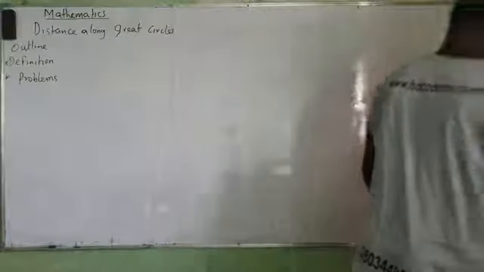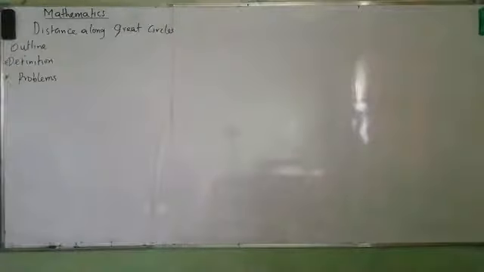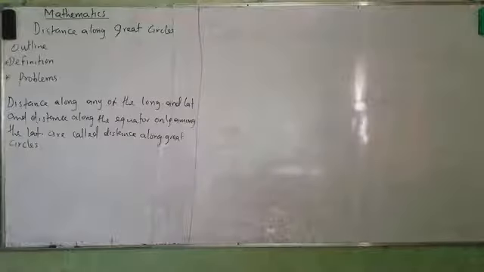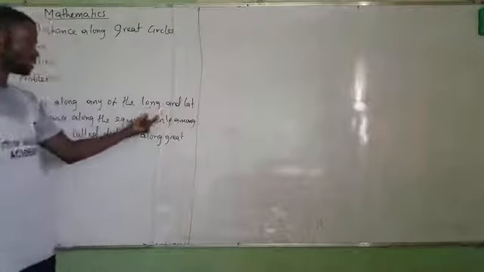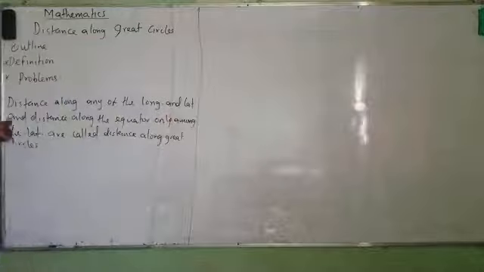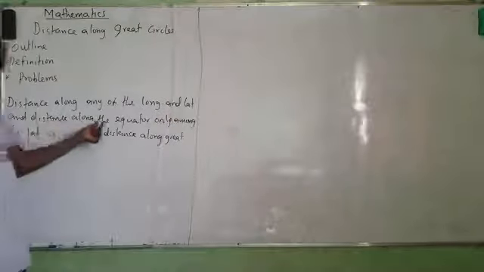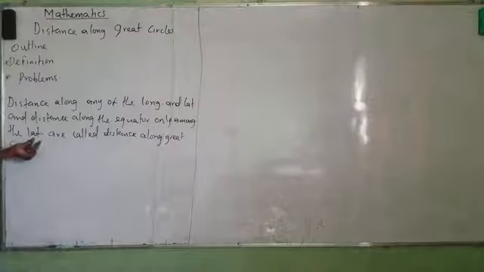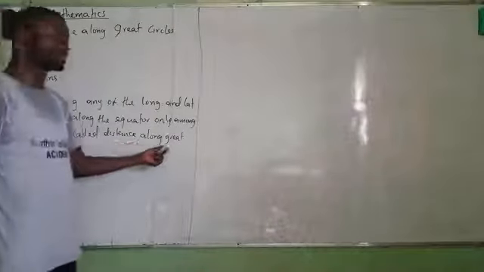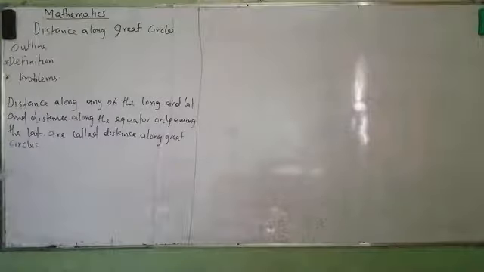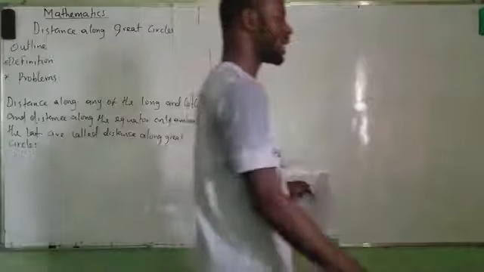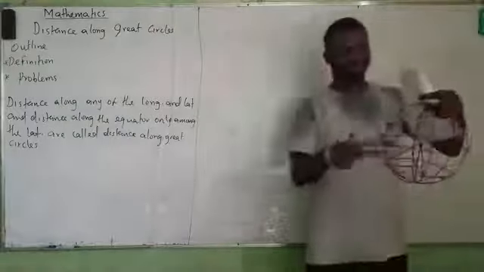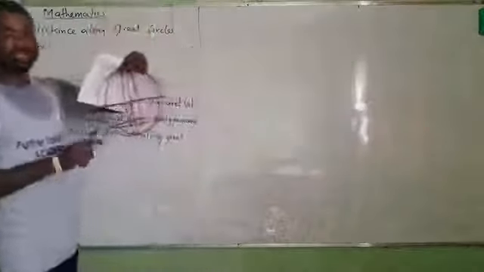That is what I mean by definition. Let me write something so that you will be able to take note. Okay, now, take note of this. Distance along any of the longitudes, and distance along the equator, and along the latitude, are called distance along the great circle. Don't forget that. That is what I was explaining here.